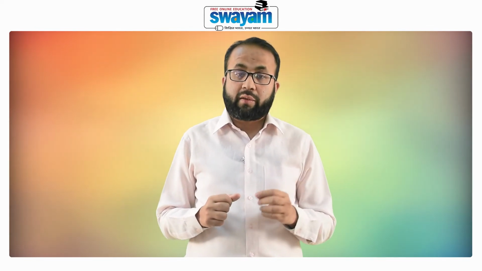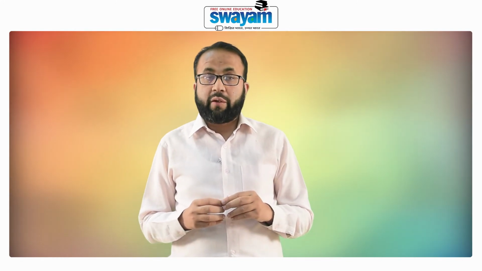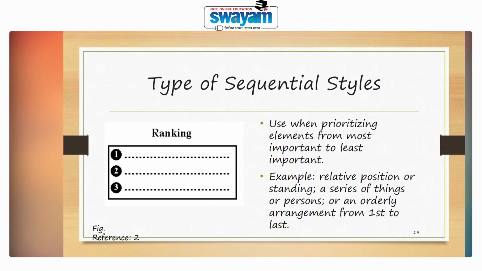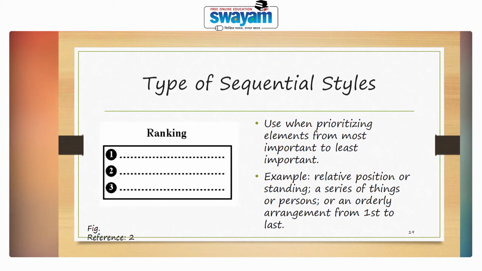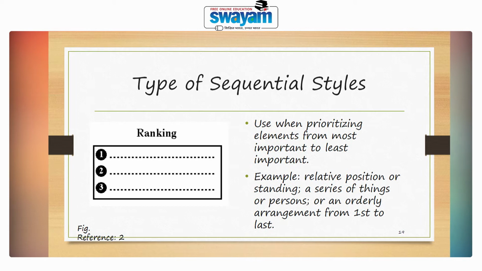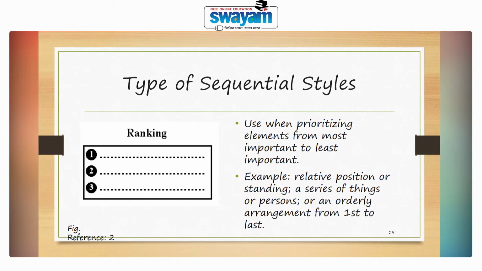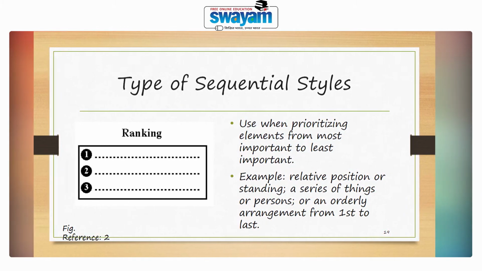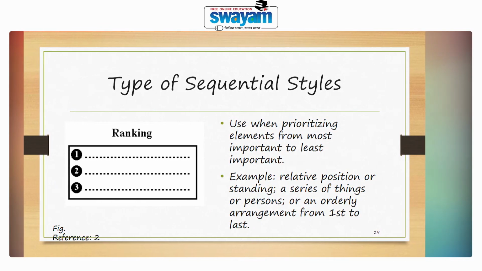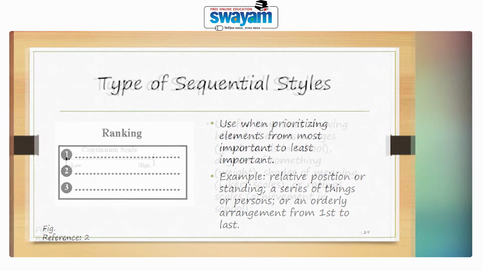Let us now see some types of sequential styles. The first type of style that we want to see is ranking. It is used when we prioritize elements from the most important to the least important sequence. Examples: relative position or standing, a series of things or persons, or an orderly arrangement from first to last. All these are examples of ranking, and we can demonstrate this with the diagram as shown.